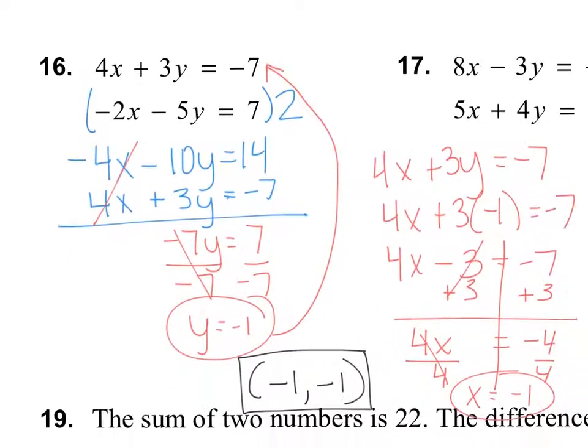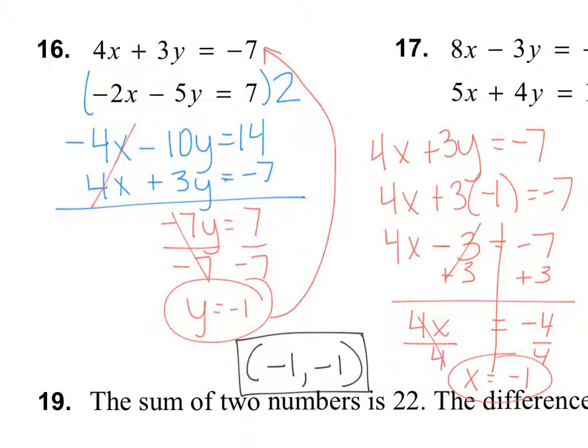And then finally on 16, we only had to change one of the equations, and we didn't have to multiply by a negative because they already had opposite signs. So we just had to multiply. We had to identify the fact that we could take 2 and make it into a 4 simply by multiplying by 2.